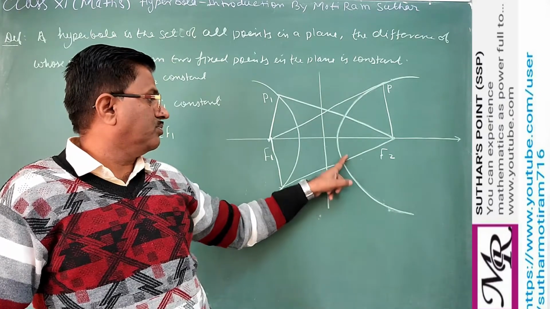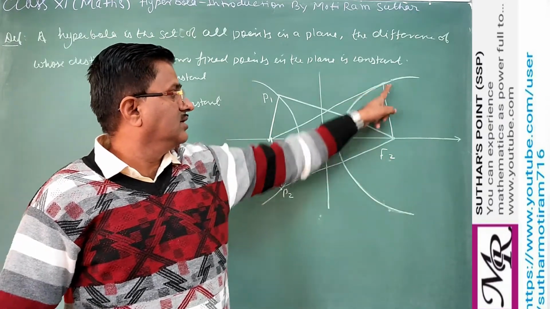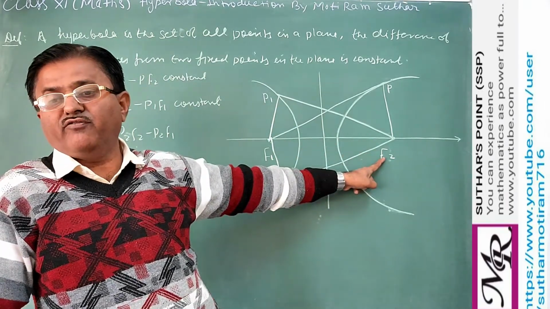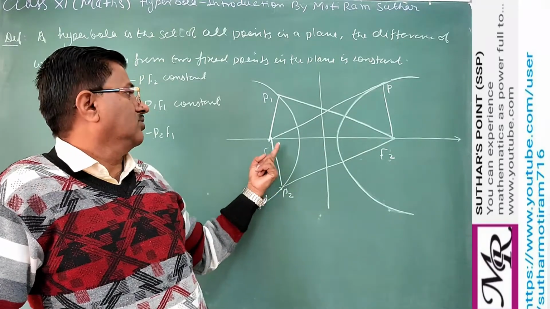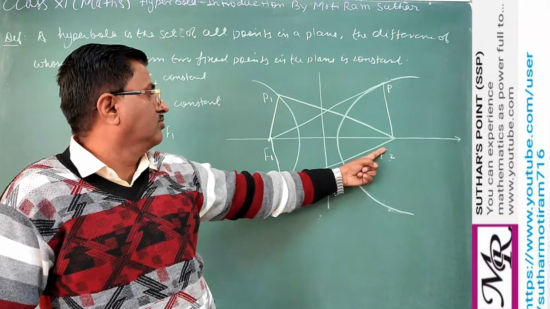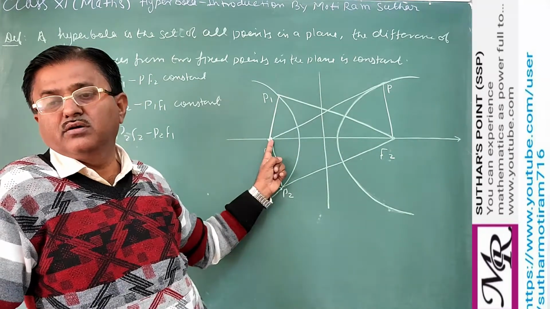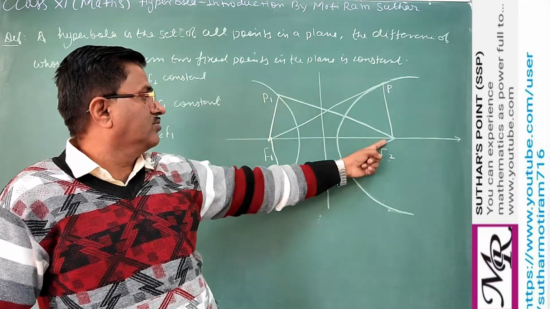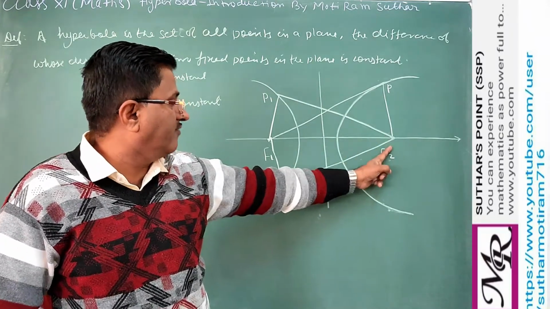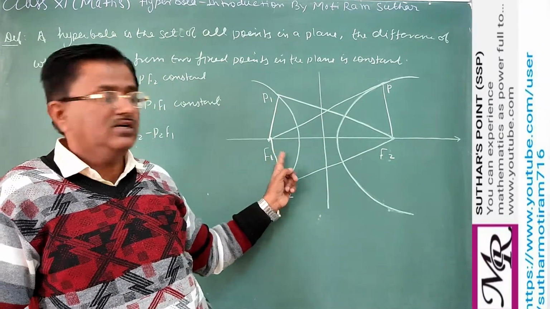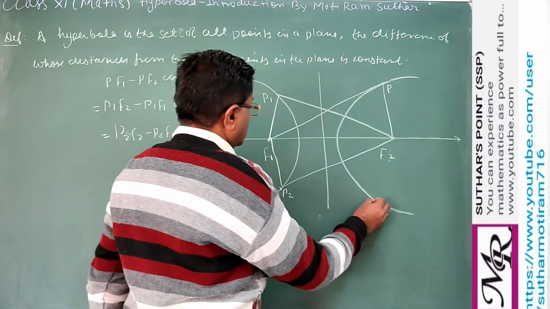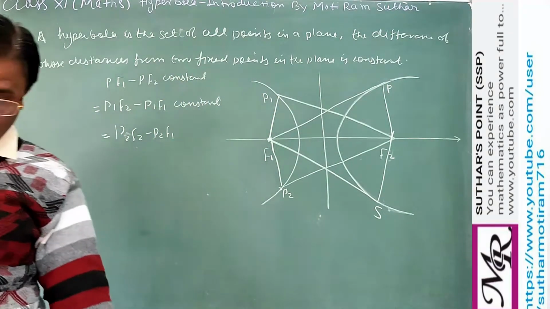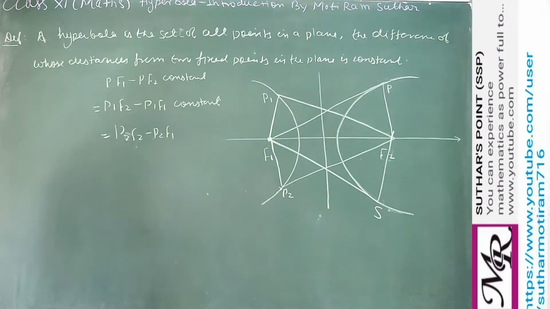So for this curve, which is near, F2 is near and F1 is far. Which point is far for this curve? F2, and the near one is F1, so we say P1F2 minus P1F1 is constant. Similarly PF1 minus PF2. Similarly P2F2 minus P2F1 is constant. Suppose you take any other point S, then SF1 minus SF2 is constant. So this is known as constant.